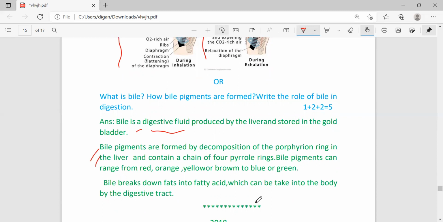Means bile pigments are formed by the decomposition of hemoglobin, and it is formed in the liver. Then the last one is the role of bile in digestion. Bile breaks down the fats into fatty acids so that they can be taken into the body by the digestive tract. So this is the answer on bile, how bile is formed and the role of bile in digestion. So these are the questions of the year 2016.